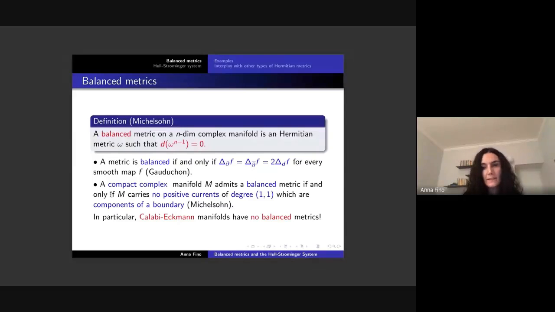So in some sense, a torus fibration over a Kähler manifold, in this case, has no balanced metric, but if you change the base in a nice way, you can get a nice construction of balanced manifolds.